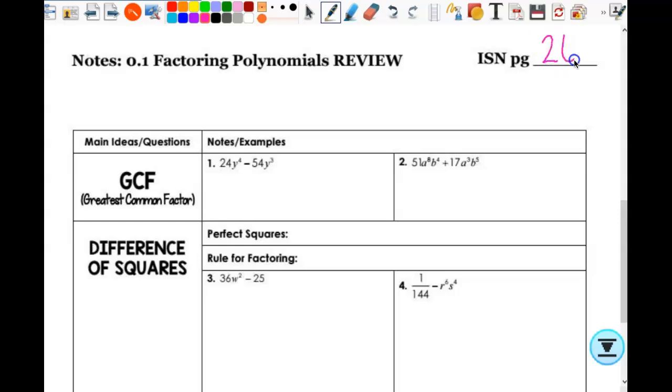Okay, this is going to be 26 when we are done. What is this word right here in all caps? Review, because this is something that you already have learned, okay? It starts in Algebra 1. You do it some more in geometry. You do it a lot in Algebra 2.